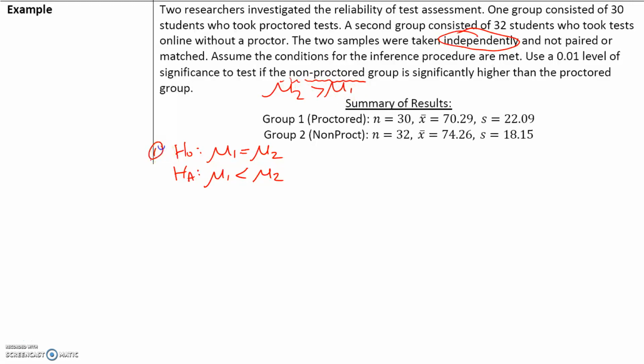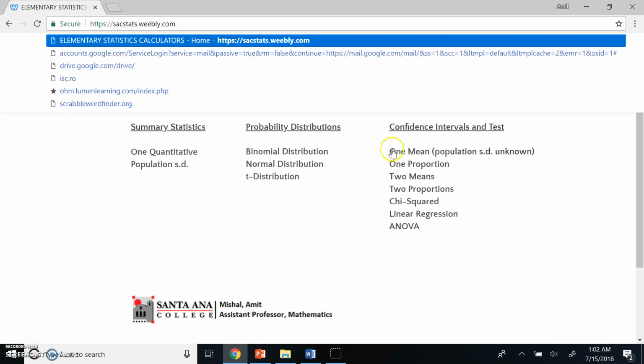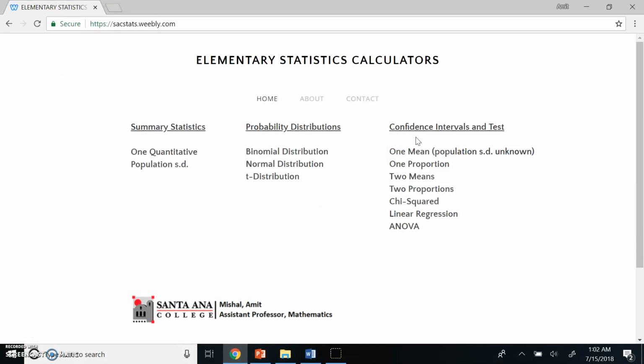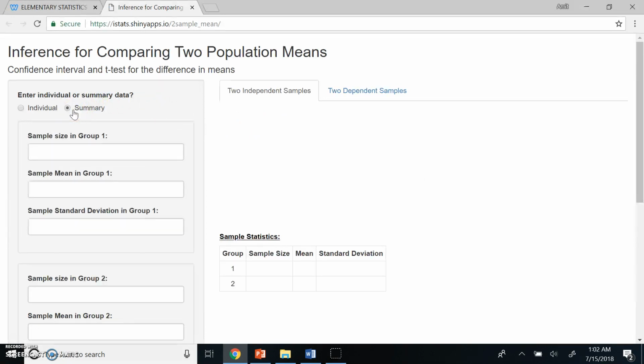Okay, that's step 1. Step 2, let's find the test statistic. Remember, because we have two means where the population standard deviations are unknown, we will be using the t-score. Okay, so let's go to our technology. This time we're doing a confidence interval test for two means. So we'll click on two means. We have a summary, so we'll click on summary.